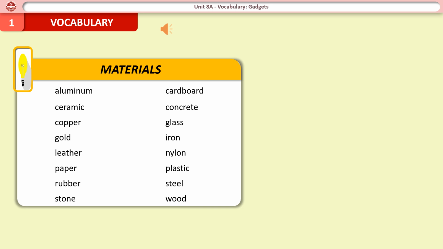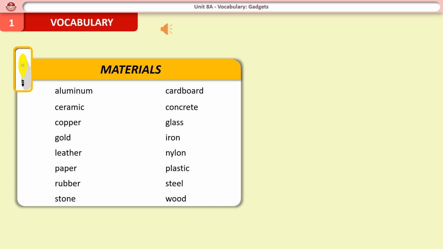Aluminum, cardboard, ceramic, concrete, copper, glass, gold, iron, leather, nylon, paper, plastic, rubber, steel, stone, wood.